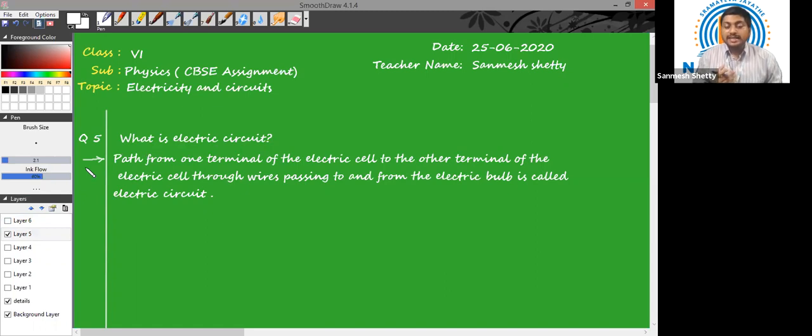It is a path provided for the current to move. So the perfect answer to this question is: the path from one terminal of the electric cell to the other terminal of the electric cell through wires to and from the electric bulb is called an electric circuit. Let us go back to our previous diagram for a second.